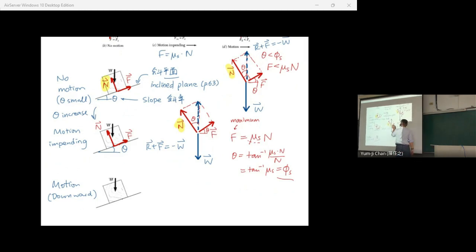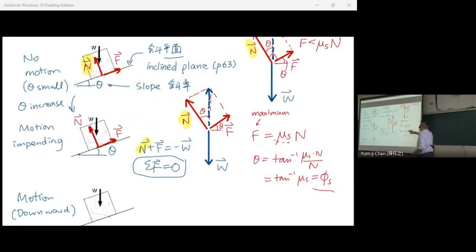So these two forces adding together should be equal to minus W, because summation F equals 0, right? There is no motion, so summation F equals 0. So N plus F is equal to minus W. And in this case, we can know that theta should be equal to arctangent of mu s times N divided by N. So the angle theta is equal to arctangent of mu s. We will say this is the angle of friction.